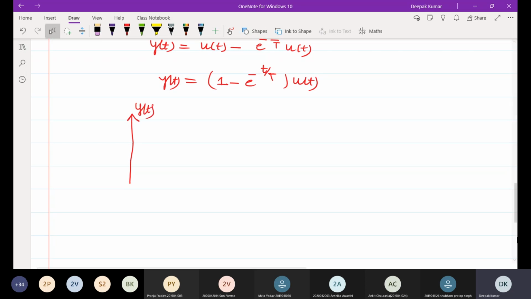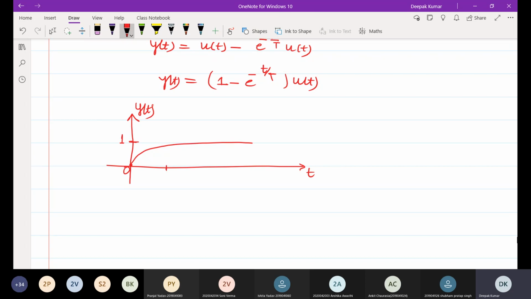Y of t can be plotted as u of t. At time t is equal to 0, e to the power 0 will become 1. 1 minus 1, it will become 0. And as time increases, t is equal to infinity, e to the power minus infinity will become 0, and the maximum magnitude at infinite time will become 1. So it will become like this. At infinite time it will become 1, and at time t is equal to 0, it will be 0.